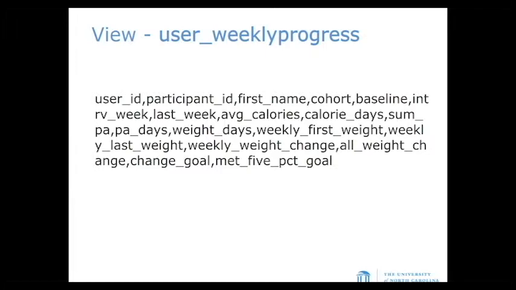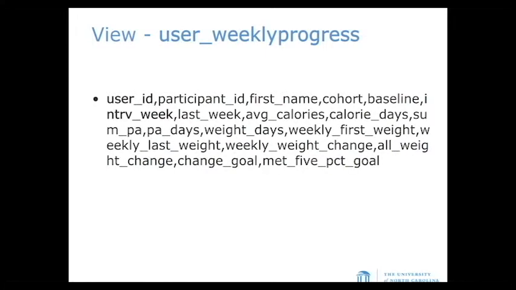There are many target values, and these values are supposed to be calculated from the data records in different tables. So in the final view, the user ID and the intervention week will be the primary keys.